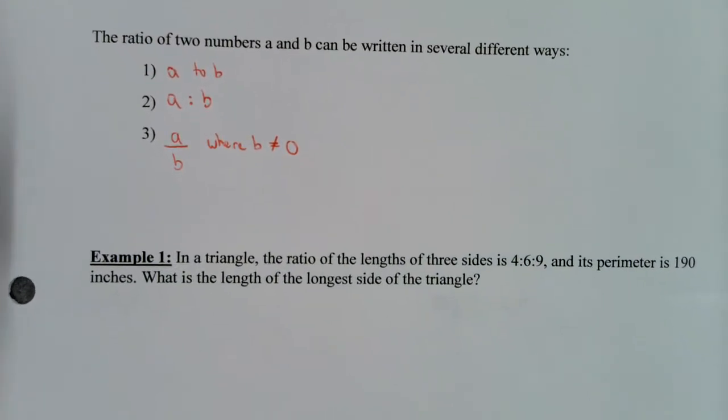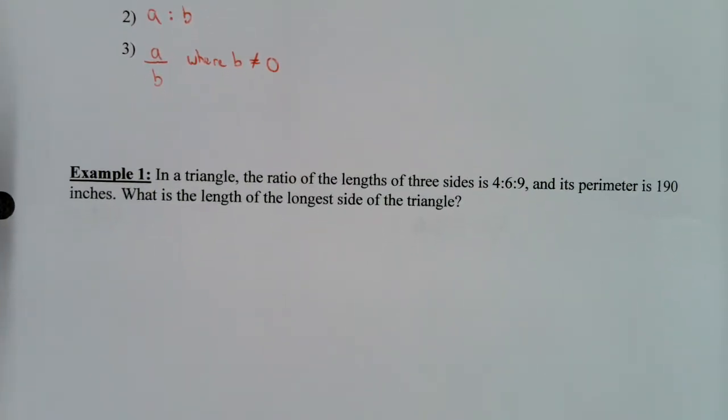Let's start off with an example you may see on the SATs. I've seen SAT problems like this. Okay, in a triangle, the ratio of the lengths of three sides is 4 to 6 to 9, and its perimeter is 190 inches. What is the length of the longest side of the triangle?